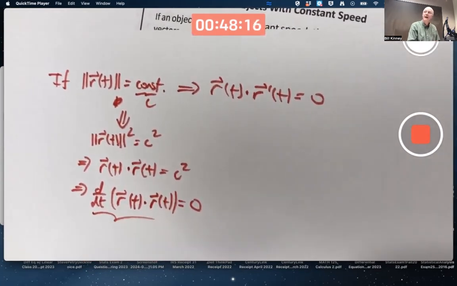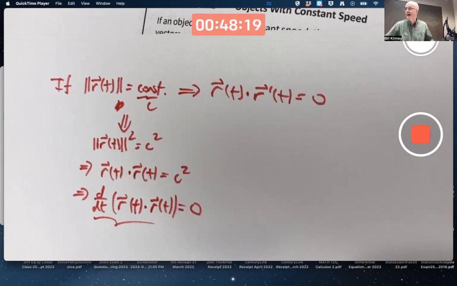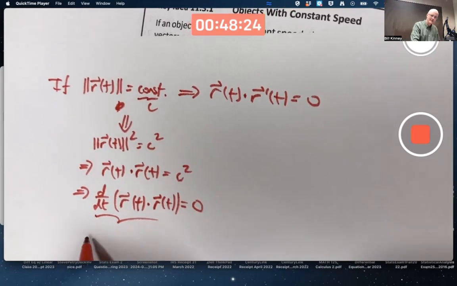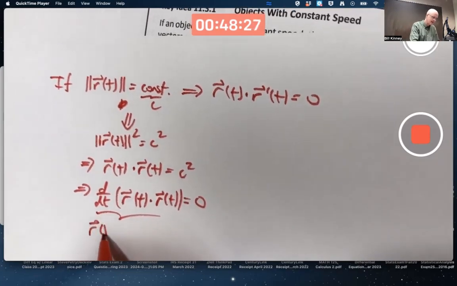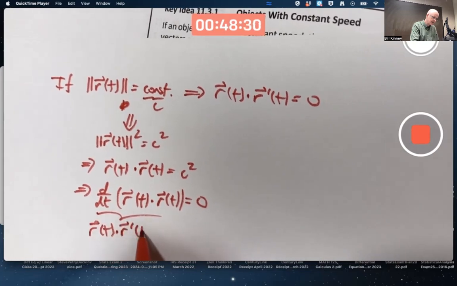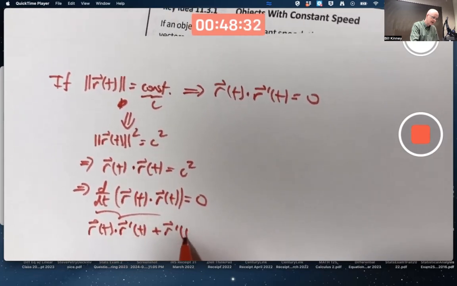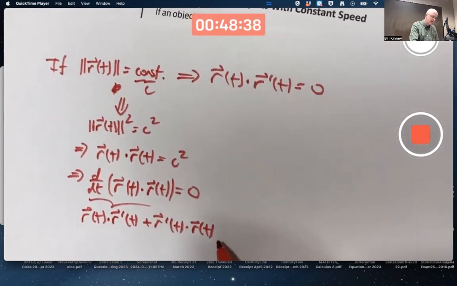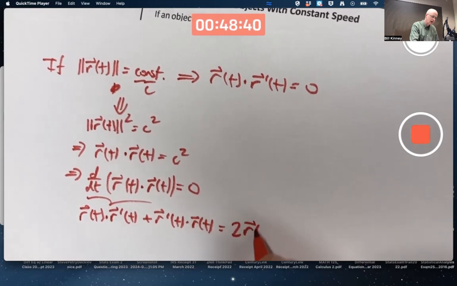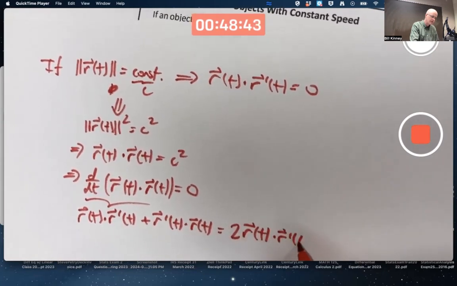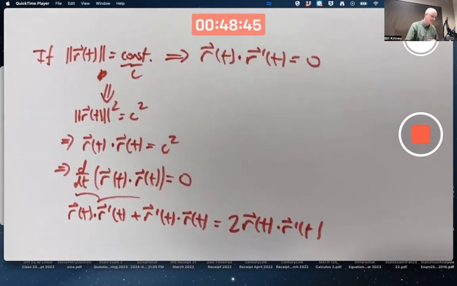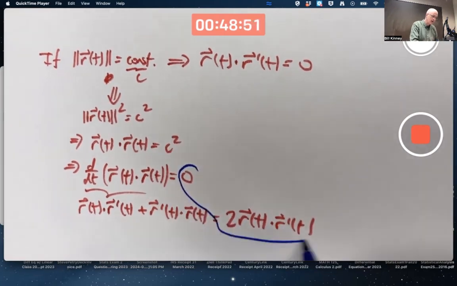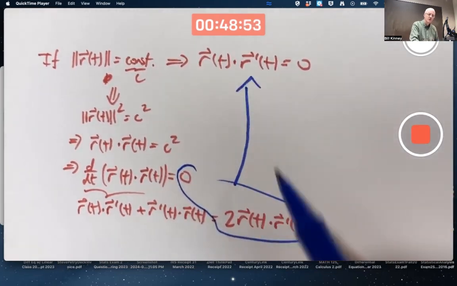And this derivative, by a product rule from the previous section, which we didn't have time to talk about in class, but came up in your homework, is r of t dotted with r prime of t plus r prime of t dotted with r of t. That's a product rule, effectively. And that equals 2 r of t dot r prime of t. So what you effectively have is this is 0, and therefore dividing both sides by 2, this is 0.